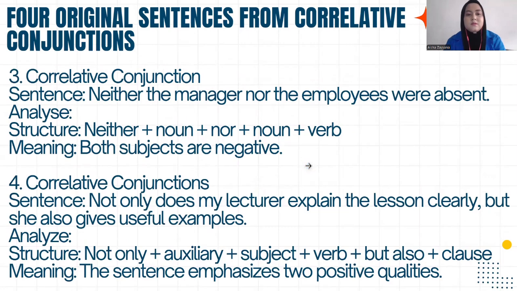Number three, the sentence is: neither the manager nor the employees were absent. The structure is neither plus noun plus nor plus noun plus verb. The meaning is both subjects are negative.